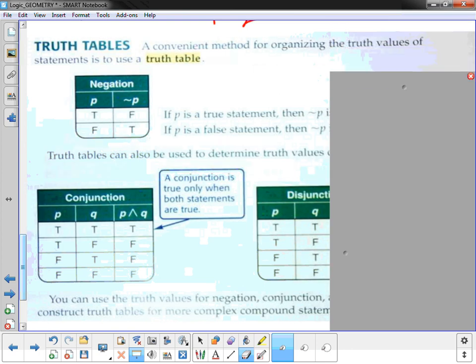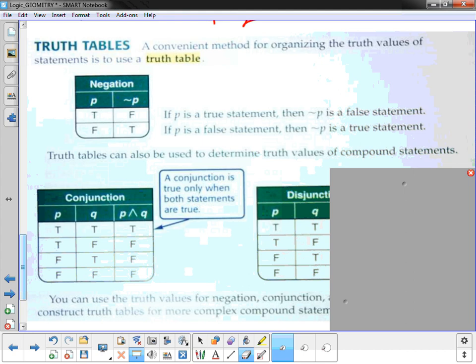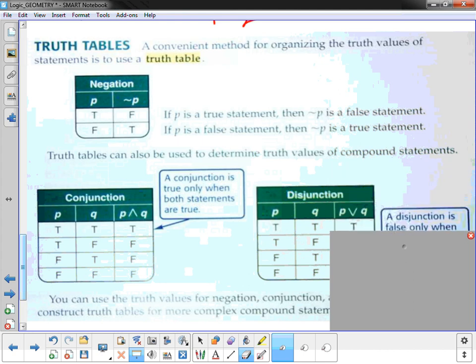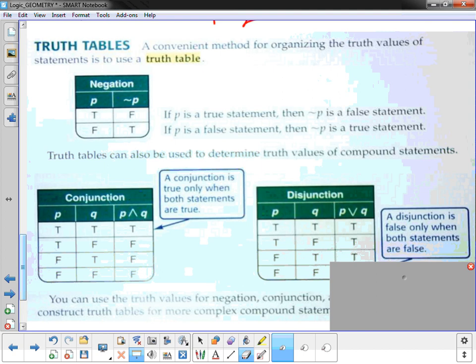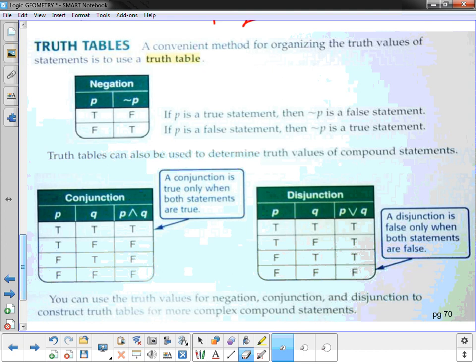There it comes. All right. Disjunction. If P and Q are both true, it's a true statement. If P is true and Q is false, it's still a true statement because one of them was true. If P is false and Q is true, it's still a true statement because one of them is true. Lastly, if they're both false, then it's false. That's the only time I get a false on a disjunction.